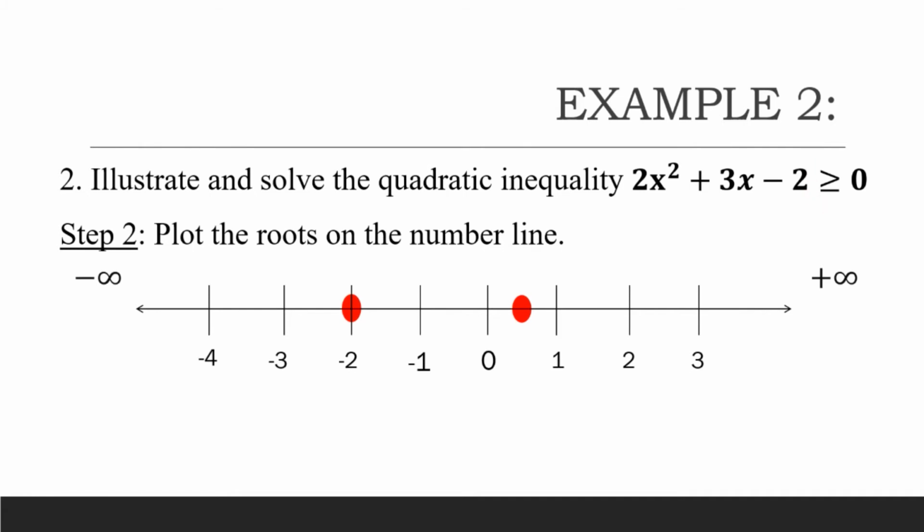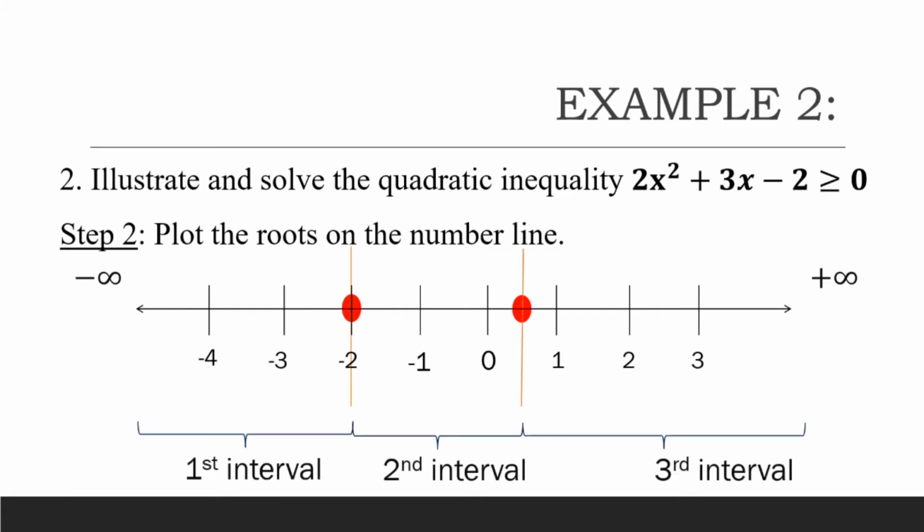So now, our number line is divided into 3 intervals. The first, second, and third interval. For the first interval, from -2 included to -infinity. For the second interval, we have from -2 included to +1/2 included. And then for the third interval, we have +1/2 to +infinity.